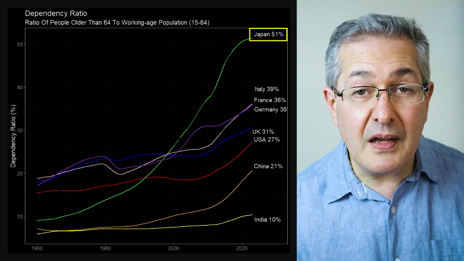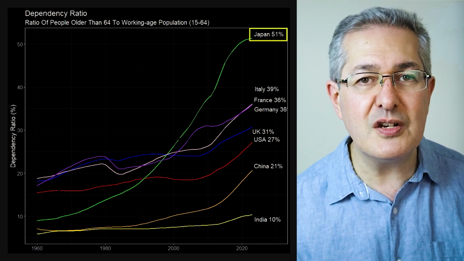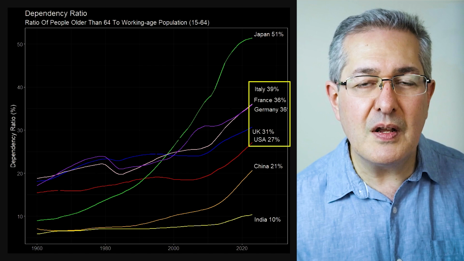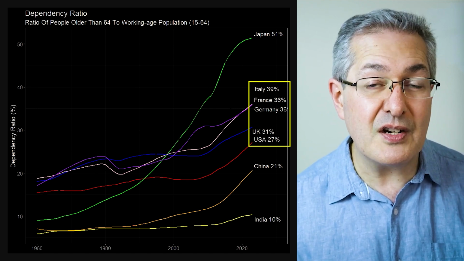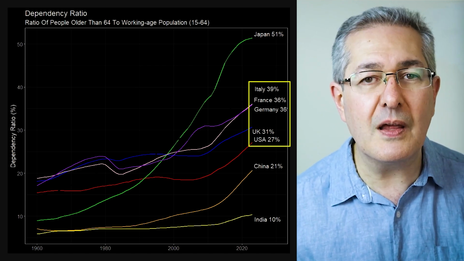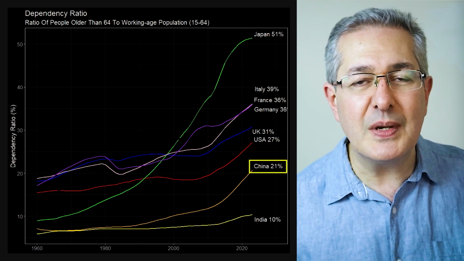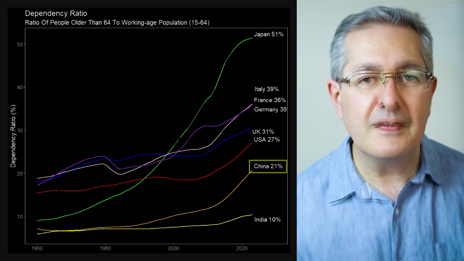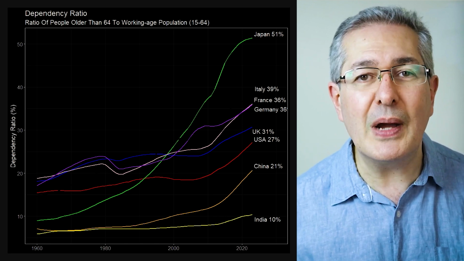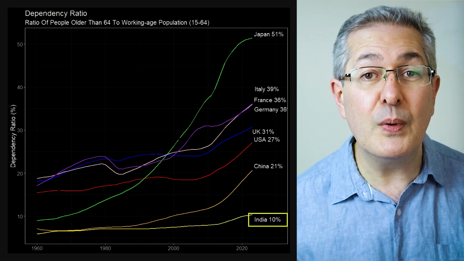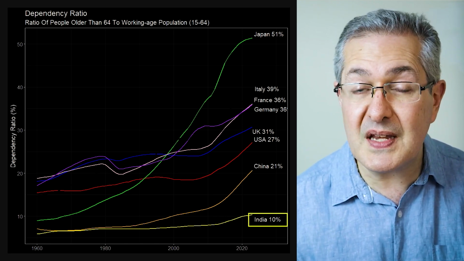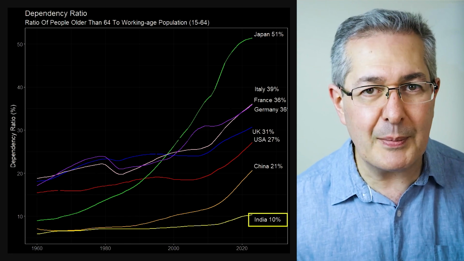Japan's a bit of an outlier, which has a very high dependency ratio of about 50%. But notice that for all developed countries, that trend is definitely upward sloping. Even for China, in fact, that rapid increase that we see recently is worrying. The real standout in a positive way on this graph is India, where the dependency ratio is only 10% and isn't increasing very rapidly at all.